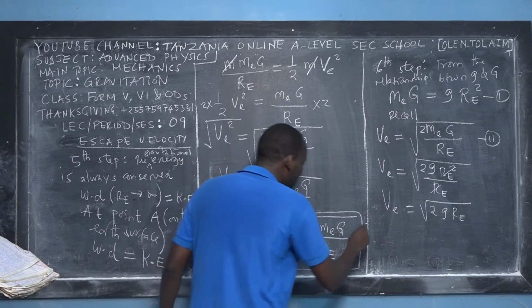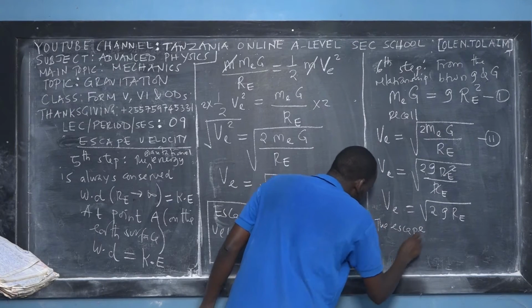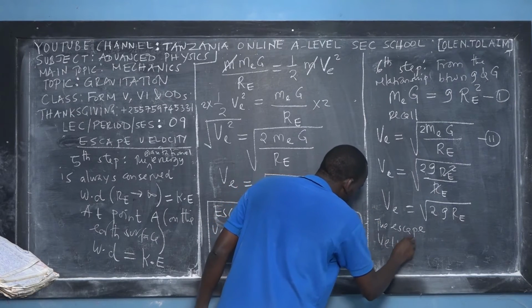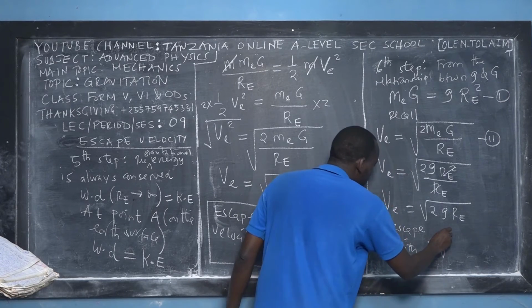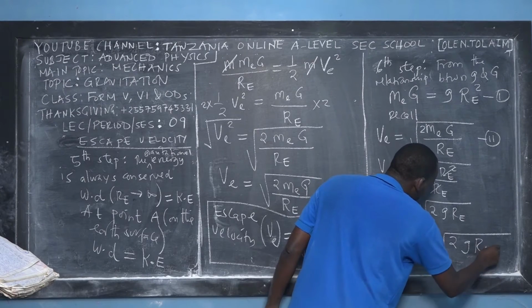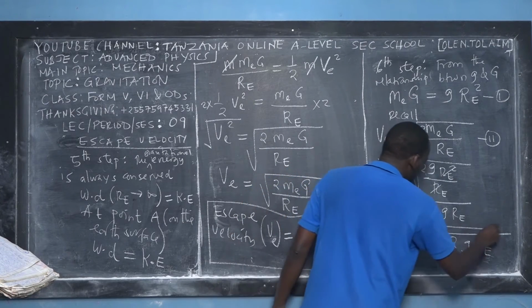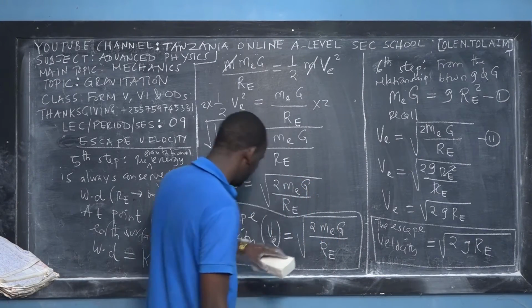So you say that another formula for the escape velocity, the escape velocity can be found by this formula, which is the square root of twice g times the radius of the Earth. So this is a beautiful formula you have to remember for the rest of your life.